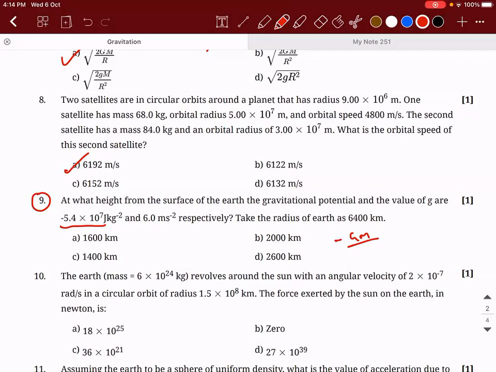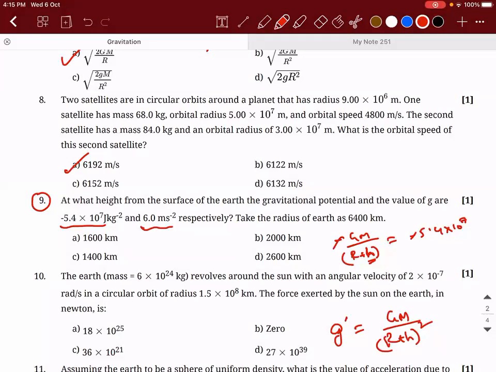6,400 plus H. It is going to be R plus H is equal to minus 5.4 into 10 power 7. Minus will get cancelled. So from here, one unknown, one equation, you can calculate the value of H. They ask for G, right? So G should become 6 meter per second square. So what is the formula? G dash is equal to GM divided by R plus H the whole square.